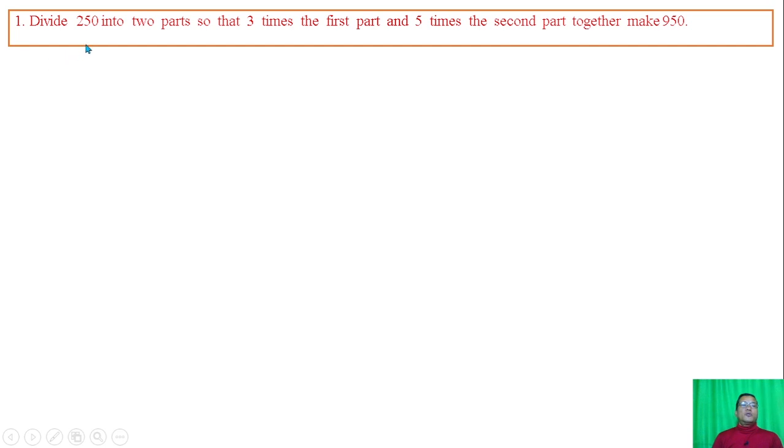Question number 1. Divide 250 into two parts so that 3 times the first part and 5 times the second part together make 950. 250 bu part ani thona khaidu, ahanba part ki saruk ahunga ani suba part ki saruk manga ga punjilaga 950 tahalo.